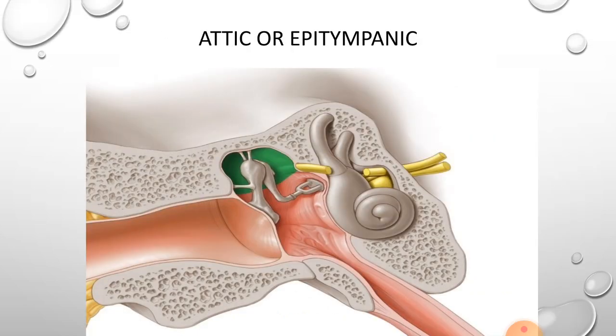In this slide, you can see that the attic is the part of the middle ear cavity which lies at a level higher than the tympanic membrane, and you can see that some of the structures of the middle ear cavity extend into the attic or the epitympanum. We're going to discuss these structures, which are the contents of the middle ear cavity, in the next slides.